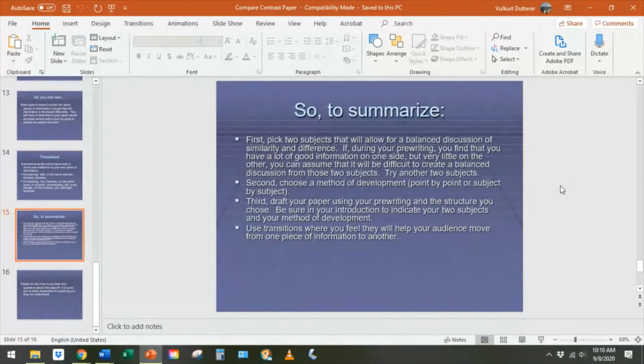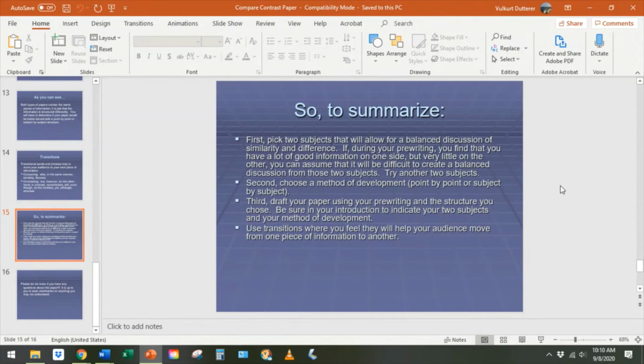Okay. So, to summarize, you got to first pick two subjects that are going to have compelling similarities and differences, because again, you have to spend about half your paper on one and half your paper on the other. Can't have just a really little itty bitty summary or similarity part and then this huge difference part. And that sometimes happens, so you got to be careful. Sometimes I'll have people do a page of similarities and 2 pages of difference. That's not going to work. It has to be equal.